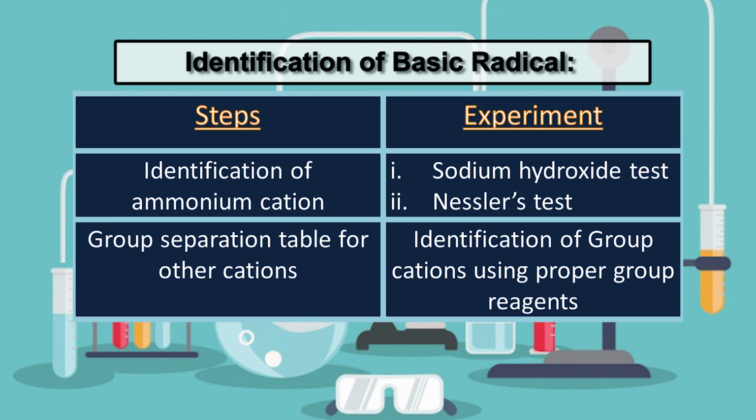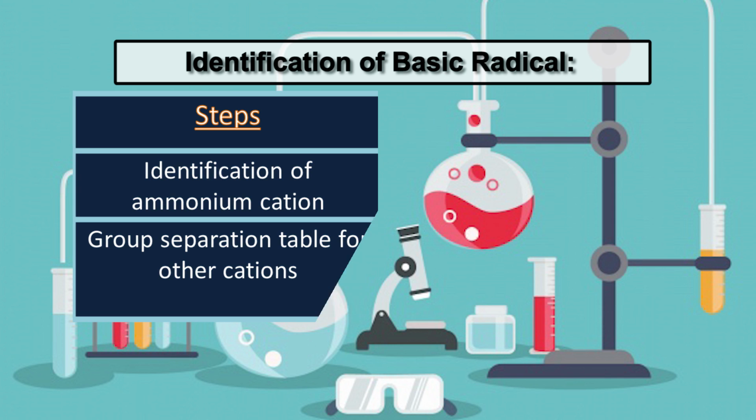Without group separation, we cannot get an idea about the metal ions present in our system. So, as a primary concept, we have to use the group separation table for identification of the cations, to see which types of cations may be present in our sample, rather than performing all the tests which are present in our books.